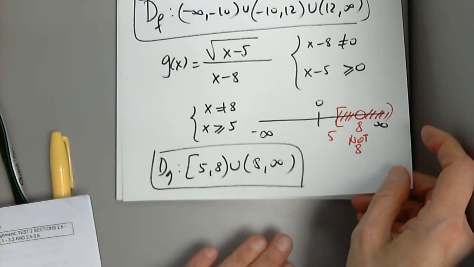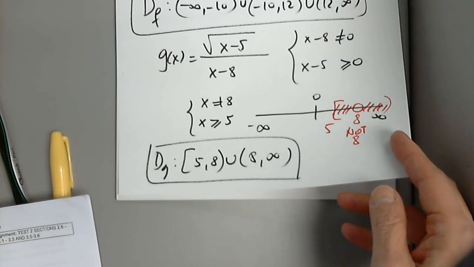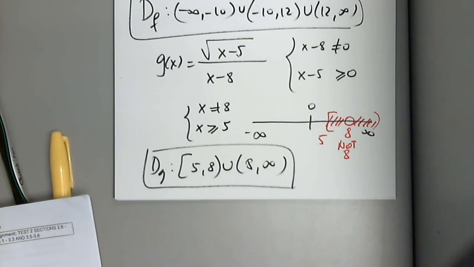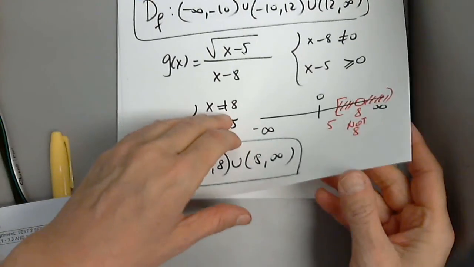Any questions so far? Why is there a bracket on 8? If I put a bracket, does that not mean that it includes 8? Oh, and there's not 8. Okay. Very good.